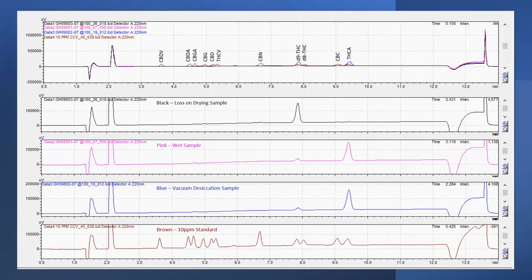This next slide is going to show some additional spectra for the same sample, and the spectra on the bottom here is a 10 ppm cannabinoid standard that contains the following analytes in order from left to right: CBDV, CBDA, CBGA, CBG, CBD, THCV, CBN, delta 9 THC, delta 8 THC, CBC, and THCA. It is clear that the decarboxylation of cannabinoids took place in the sample that was heated, while the sample kept at room temperature under vacuum desiccation did not experience this phenomenon.